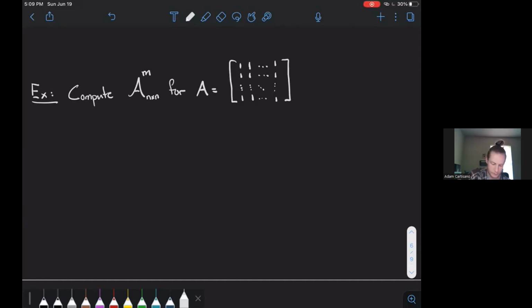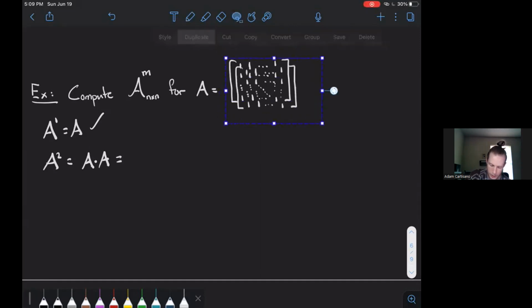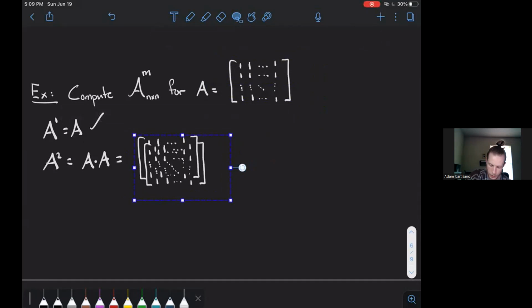A to the 1 would be an n by n matrix of ones. I'm not even going to write it. It's right up there. Okay, what about A squared? By the way, the strategy here: do the computation several times and try to find a pattern. That's the only way that we know how to do this. So A squared will be A times A. And because I don't have the tenacity to write that many ones, we're just going to do that.